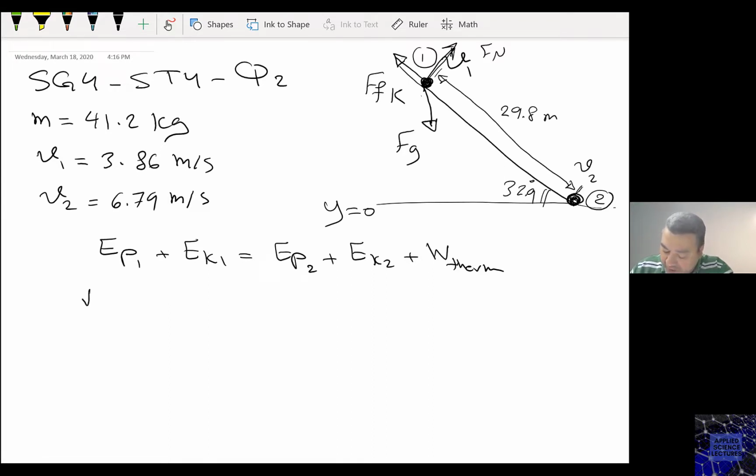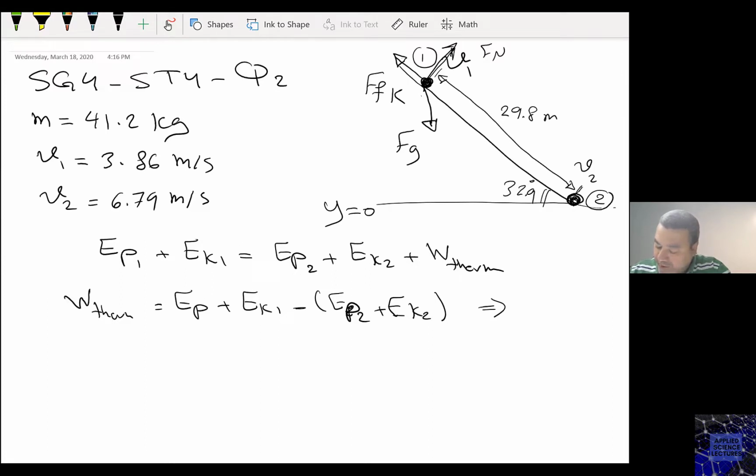So in this case, if I want to calculate the thermal, it is EP1 plus EK1 minus EP2 plus EK2, which means now I have kinetic and I have gravitational potential energy here. However, here I only have kinetic energy because this is my reference now at y equals 0. So the potential energy will be 0 here. So in this case, EP2 is 0 because that's my reference.